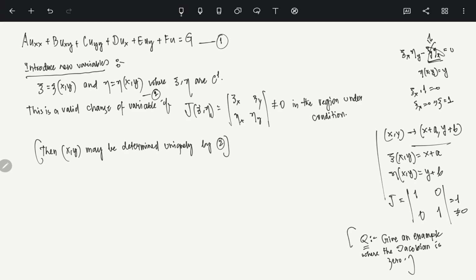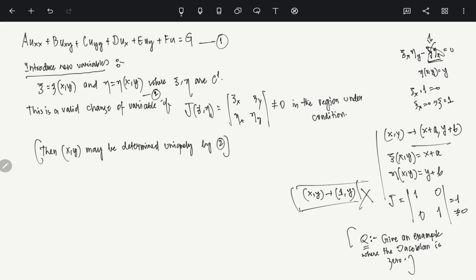So the change of variable: if I am changing xy going to xi and eta, where xi is 1 and eta is y, then if you look at the Jacobian, this particular thing becomes 0. The Jacobian becomes 0, so essentially this is not a valid change of variable. Is it okay?